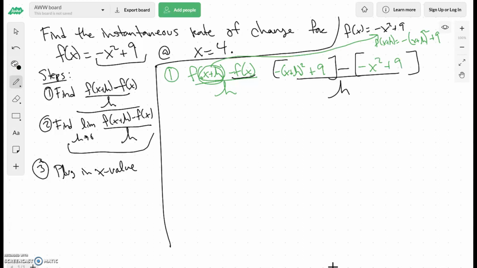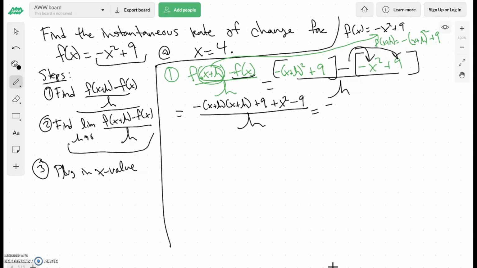Now this is going to be a little computational, but it's still doable. Let me not distribute the negative first. Let me go ahead and FOIL this one out. So I'm going to have x plus h times x plus h, then a plus 9. This negative, I'm going to distribute to both of these things. Negative and negative give me a positive x squared. Negative and positive gives me negative 9, divided by h. Now I still have this negative out here. When I FOIL this out, I'm going to get x squared plus 2xh plus h squared. So when I FOIL all this out, this is what the final answer will be: plus 9 plus x squared minus 9, divided by h.